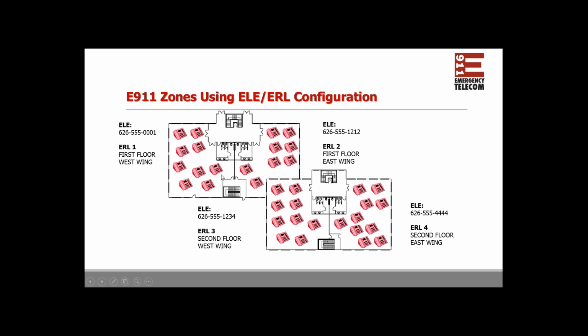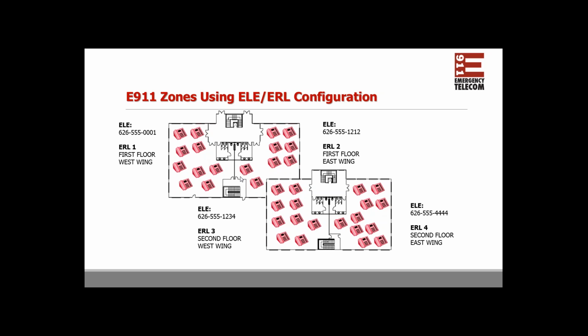So it's kind of the same setup as the desktop level, this building with 2 floors. But in this scenario, instead of giving each individual phone number its own specific location, they're grouped into sides of floors. So for this customer, they have first floor, west wing, and all these phones on this side of the floor, they're all going to outpulse the same ELE, 626.555.0001.